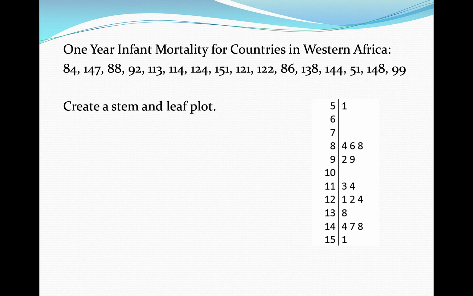Then to the right, you simply identify the corresponding leaf. So there's only one value of 51, so you put that 1 over there. You have a value of 84, a value of 86, and a value of 88, and you just list those leaves horizontally, and you do list those in order. You don't put any commas or anything in the stem and leaf. Everyone who looks at a stem and leaf knows that those are separate values that represent the outcomes from this data set.